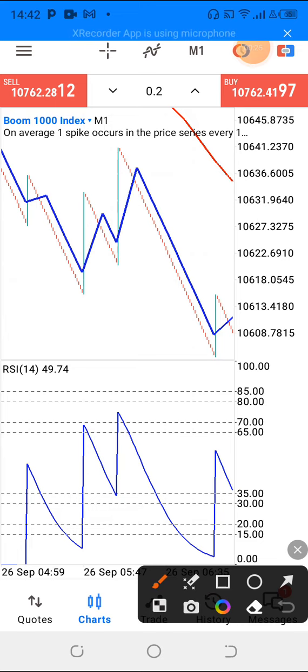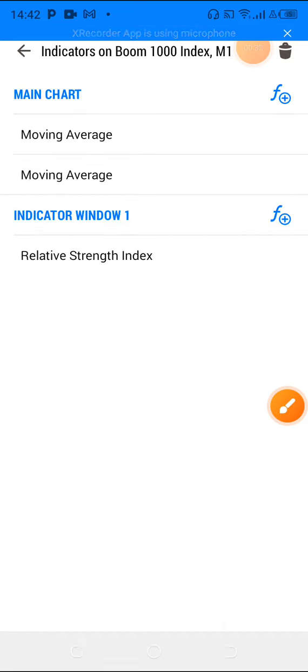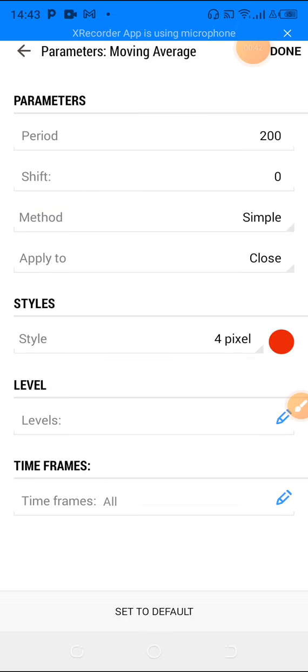So this time we'll go to this icon, then we'll click it. So these are the settings. We have two moving averages on the main chart, then one indicator in the indicators window. The first indicator is a moving average, and we have the period 200, shift 0, method simple, apply to close, then the color is red with 4 pixels. Then done. The next one is another moving average with a period of 12, shift 0, method simple, apply to close, then style blue.